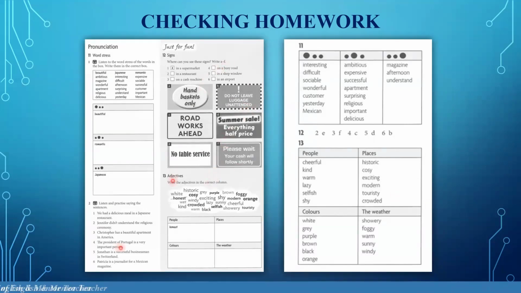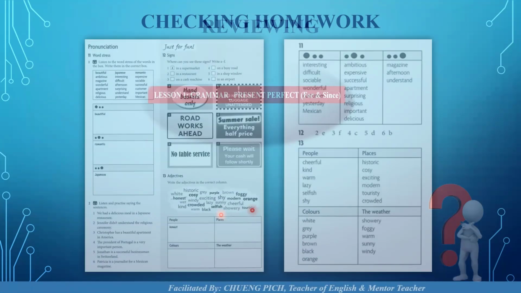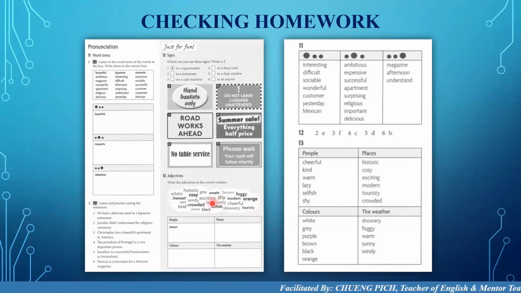Okay, good guys. So for number 13 here, it's about adjectives, and write the adjectives in the columns. We have a lot of adjectives here in the speech bubbles: historic, white, honest, cozy, gray, purple, brown, foggy, shy, modern, orange, cheerful, showery, touristy, black, selfish, sunny, lazy, exciting, windy, wet, calm, crowded, and warm. So here we have 4 different columns.